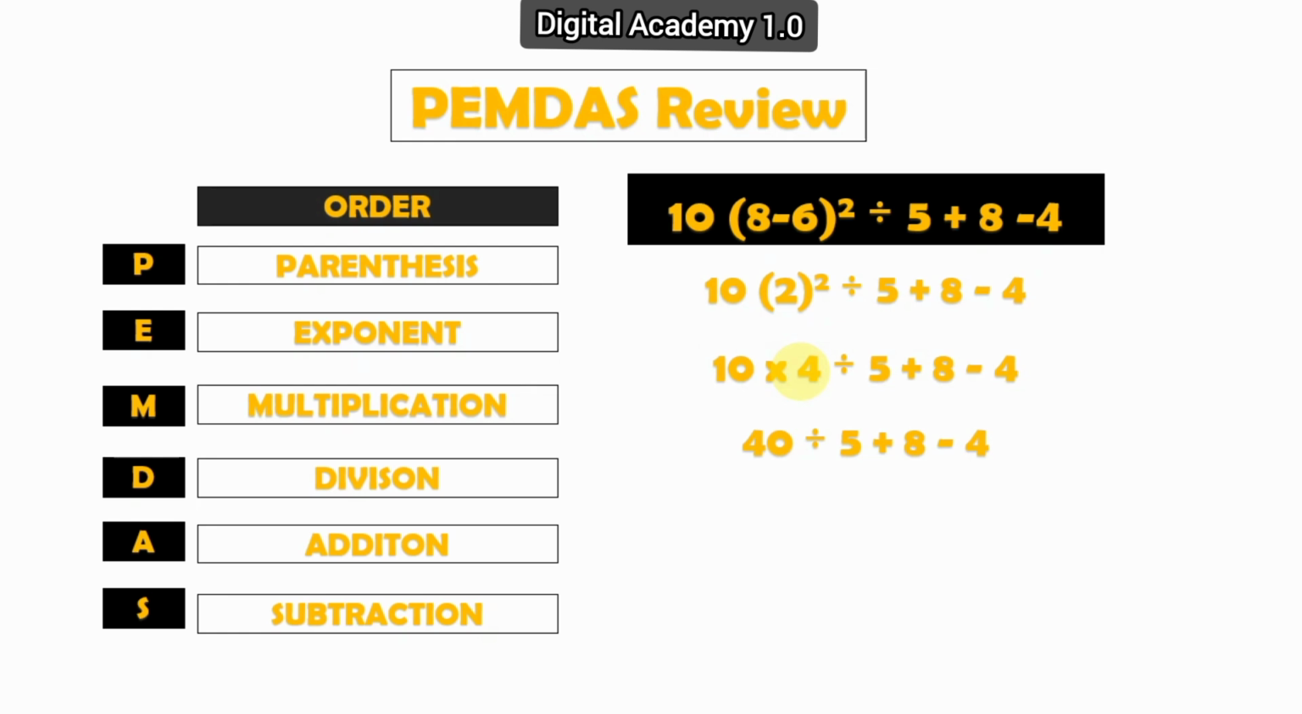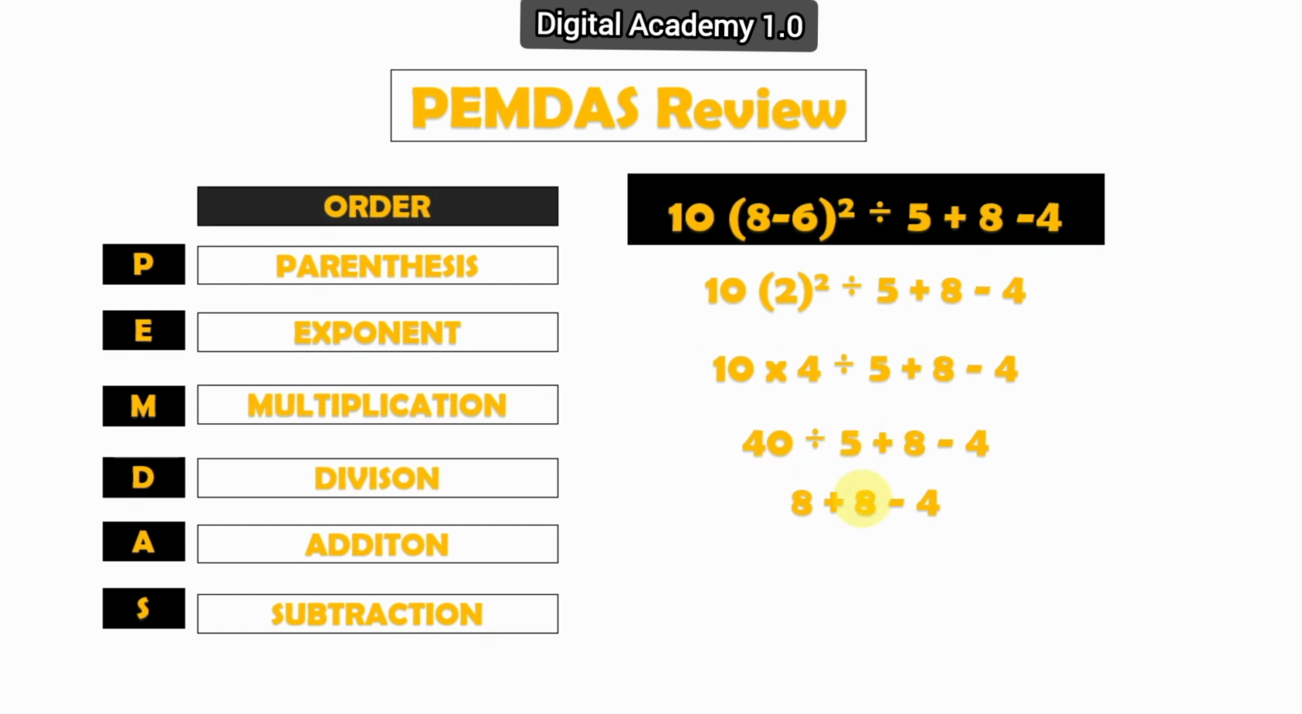Step 4. Divide 40 by 5. 40 divided by 5 equals 8. So we get 8 plus 8 minus 4. Step 5. Add 8 and 8. 8 plus 8 equals 16.